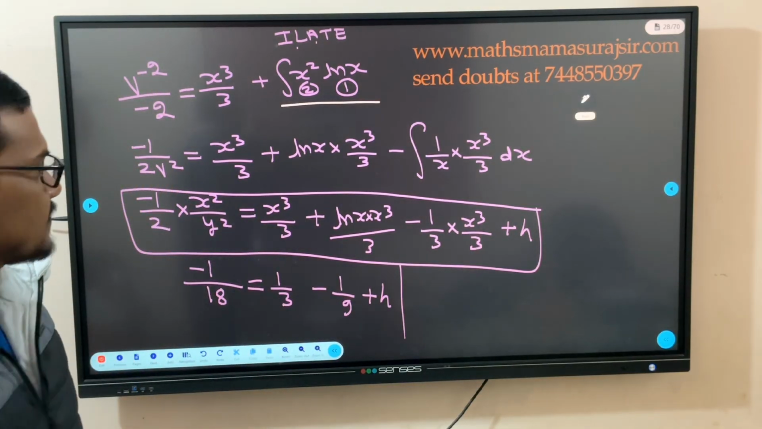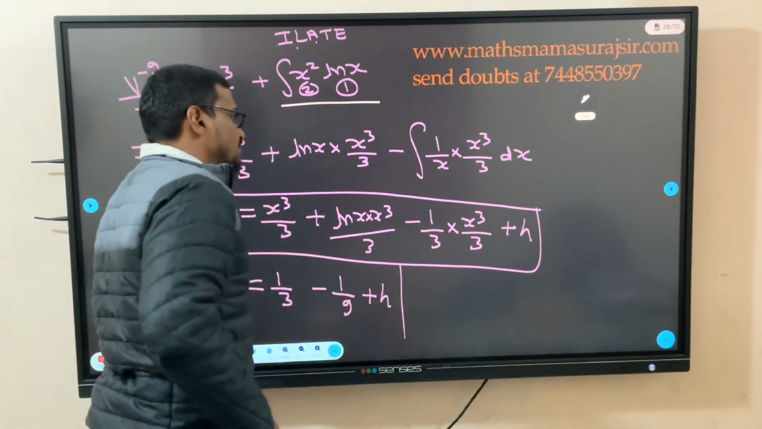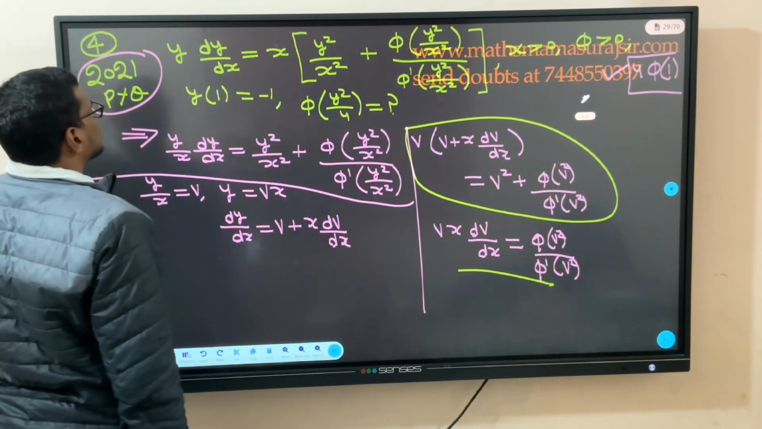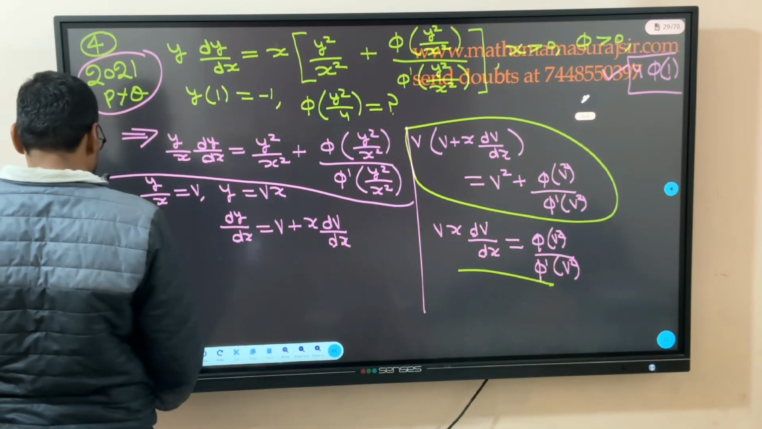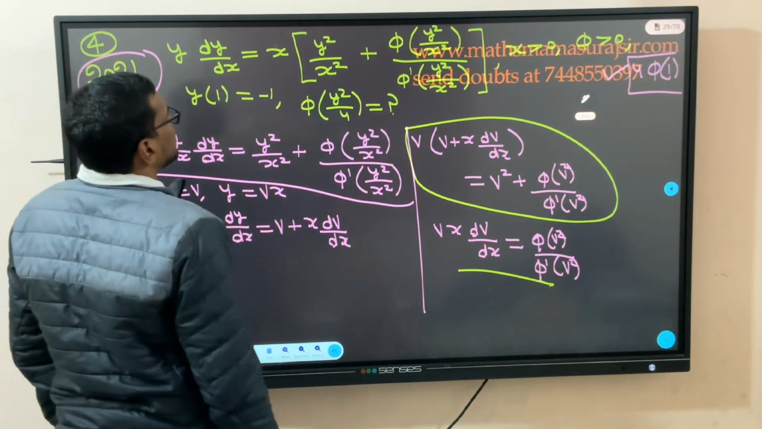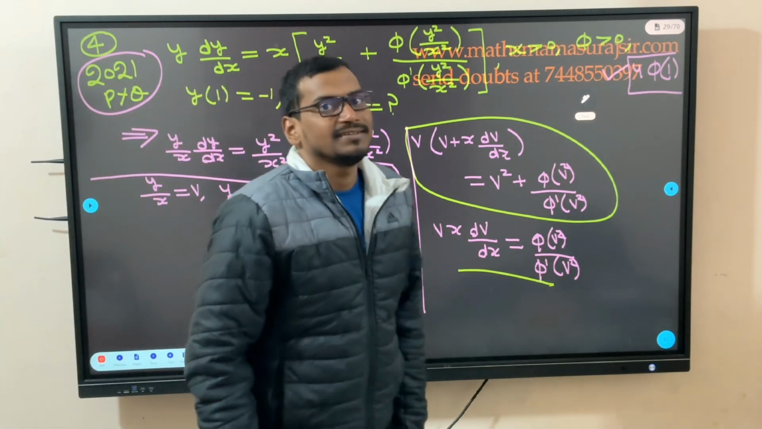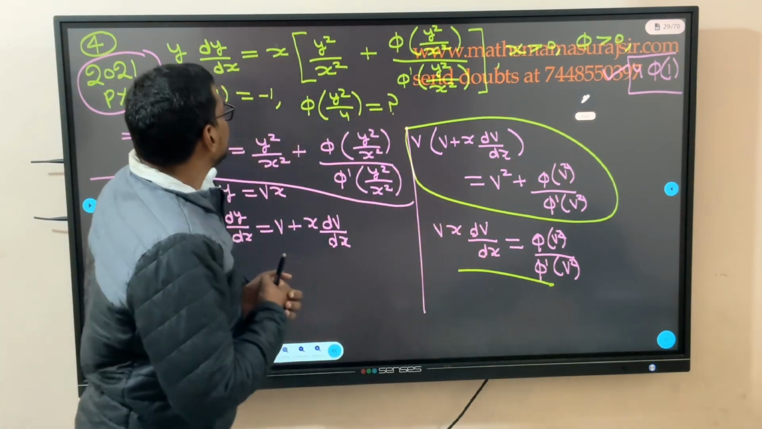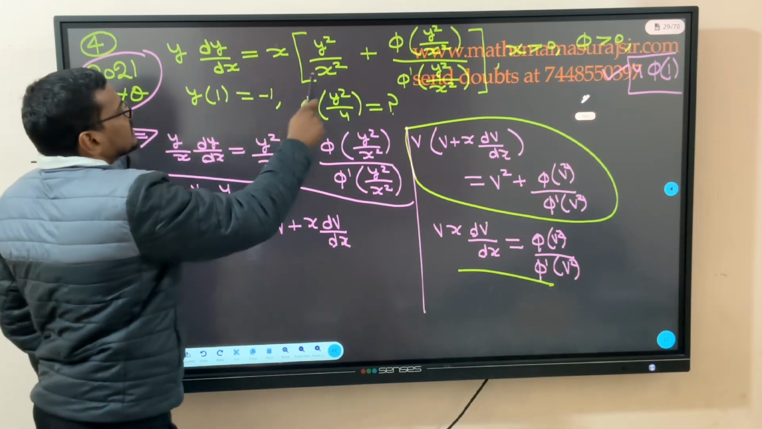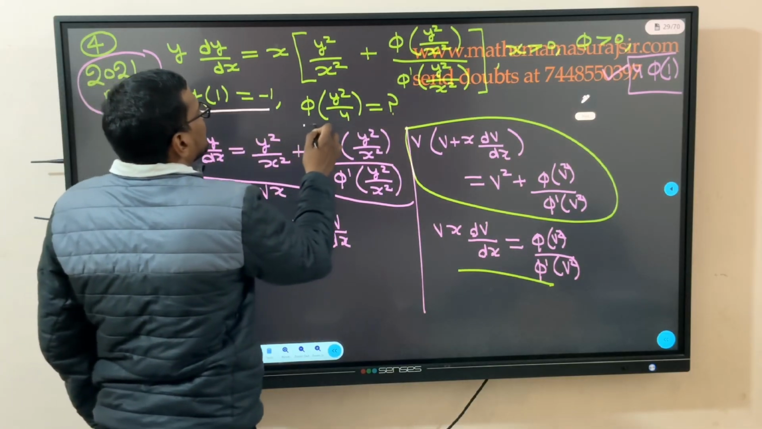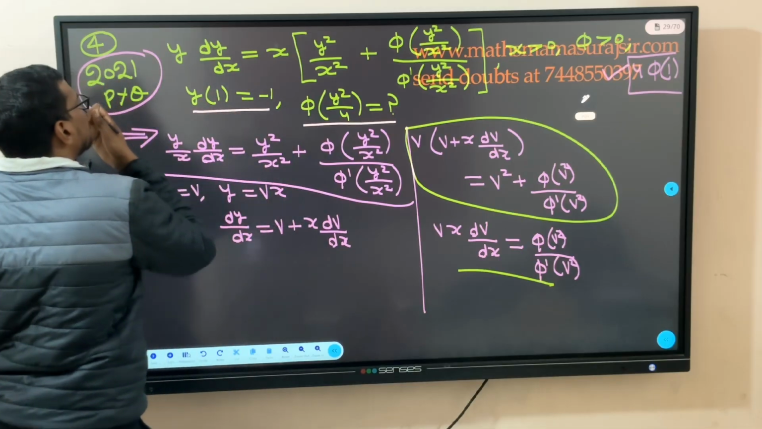Yes guys, see now, so we did this question. Let's go next. Yes, 21 PYQ, 2021 PYQ, amazing PYQ, different type. See what they have told in this question. Y into dy by dx is equal to all this. Y of 1 was minus 1. Then find out phi of y square by 4.